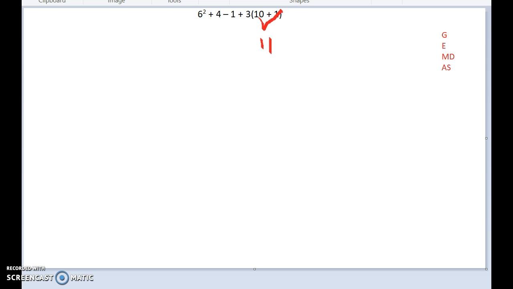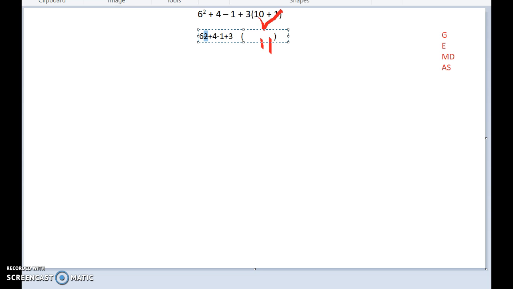This is harder than I thought. We have 6 squared. I'll fix that in a minute, I think, if I can. Plus 4, take away 1, plus 3, and then we need to multiply by this 11 that we have. Get in there, 11. Okay, so let me see if I can do this 6 squared. Oh, okay, that's as good as it's going to be.